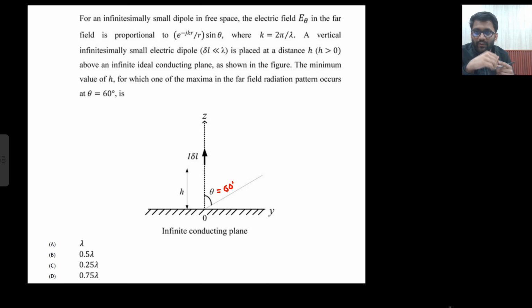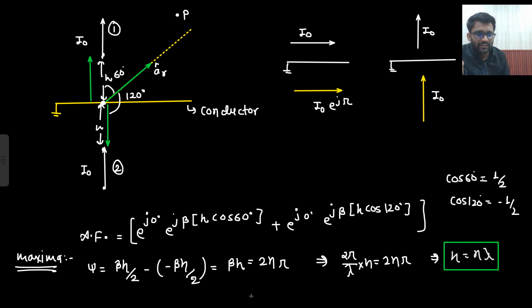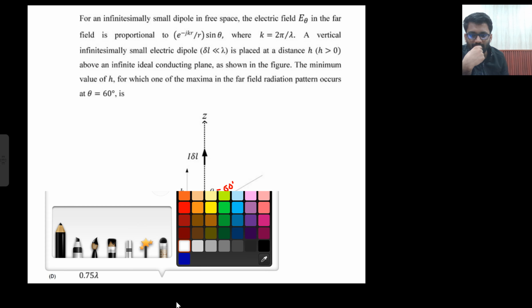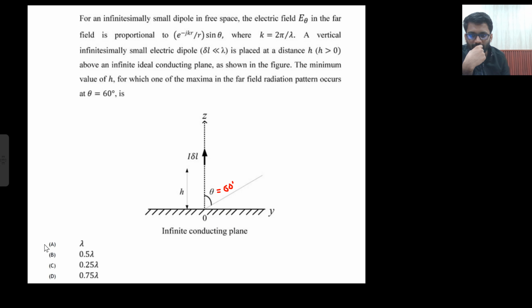And do they have given the value of lambda? Okay. In terms of lambda only the answer is given. So n value what you are going to put? Minimum value of n is 1, not 0. So h is equals to lambda. Lambda, 2 lambda, all these could be the answer, but they have asked the minimum value. So answer would be h equals to lambda. Right? So this would be the answer.